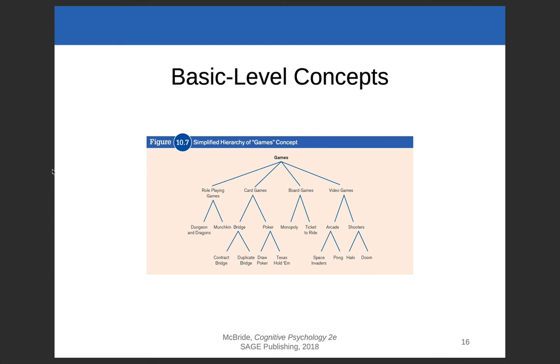So here's an example, right? We have games, we have role playing games, card games, board games, video games. Then we have Dungeons and Dragons, Munchkin, Poker, Monopoly, Ticket to Ride. And then at the bottom, we have different instances of each one of these games. Generally, when we talk about games, we are referring to the middle layer, right? So I don't say, hey, you want to come over and play role playing games? No, I say, hey, you want to come over and play Dungeons and Dragons? Or hey, let's play board games. No, no, no. Usually you say, let's play Monopoly, right?